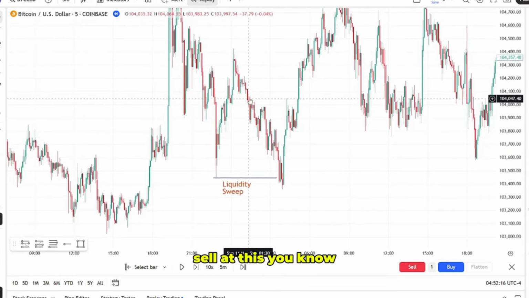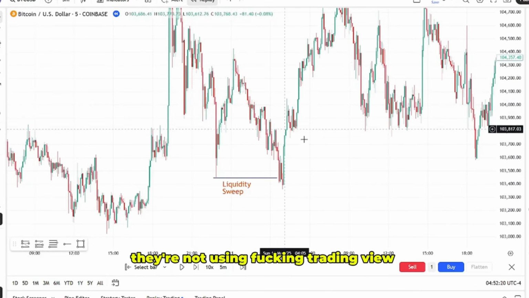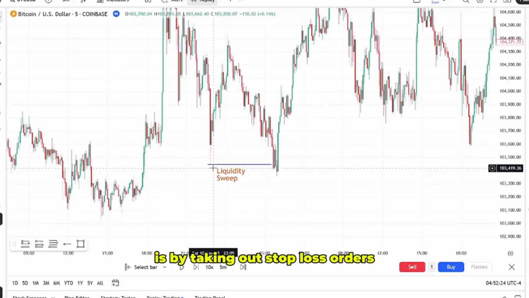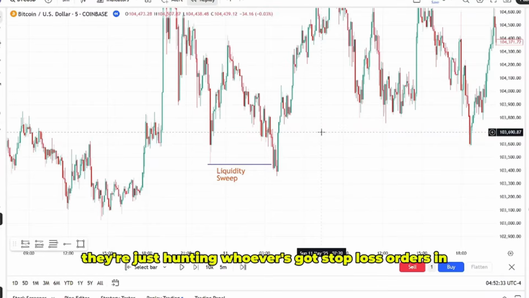They can't just sell at this fair value gap and actually get in, right? They're not using TradingView, are they? They're moving billions into the market, and the only way they're going to get in is by taking out stop loss orders. And it's nothing personal against you, right? People are like, oh my god, market makers are hunting me. They're not hunting you. They're just hunting whoever's got stop loss orders there, right?